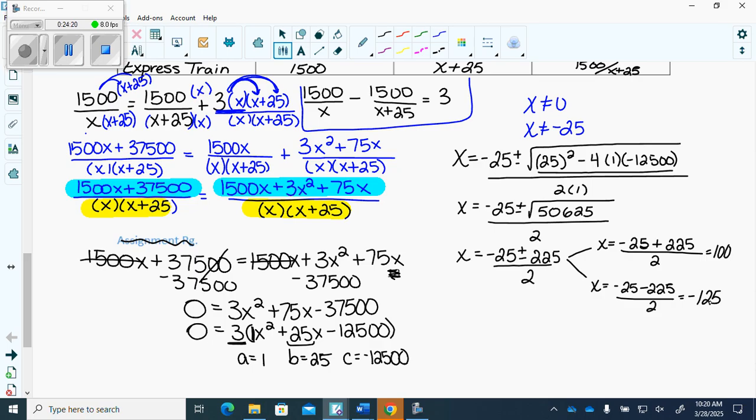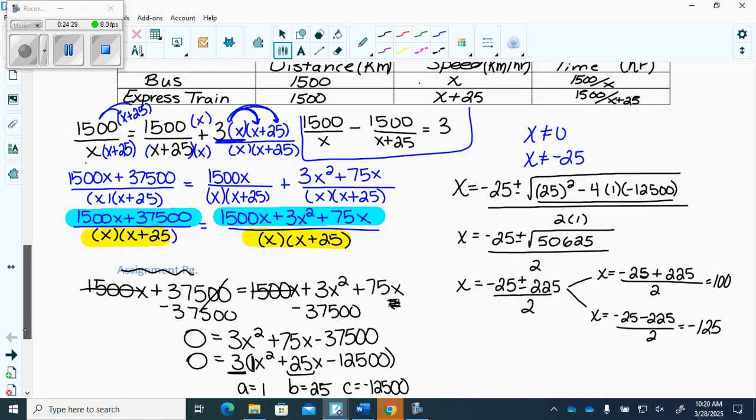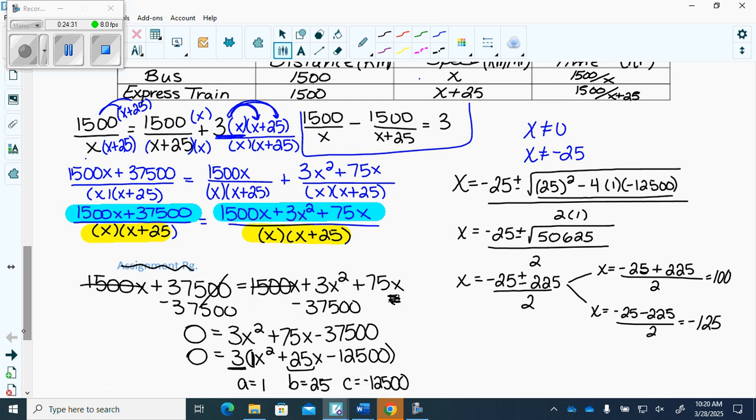Now, what the heck does x represent? You should catch an error if you take these and put them back into your table, correct? So this x up here in the table, x represents the speed of the bus. Can the speed of the bus be negative 125 kilometers per hour? No, so I circle this one, and I say extraneous.